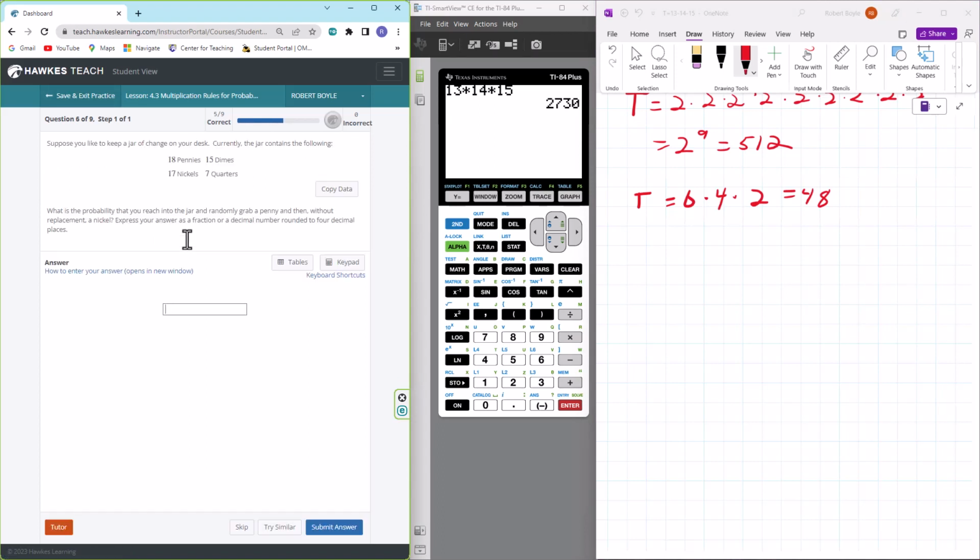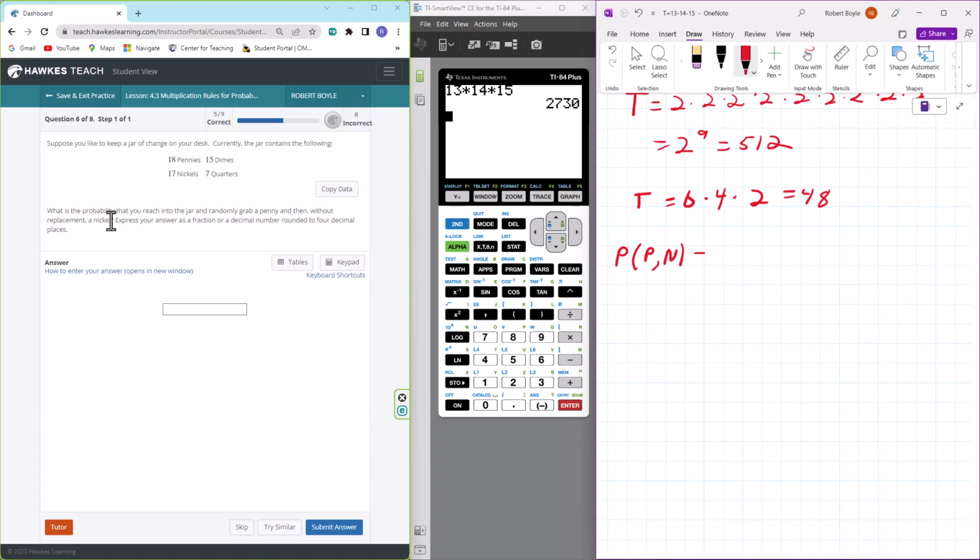On to 6. Okay, now we're getting some interesting stuff. Suppose that you keep a jar of change on your desk. Currently, the jar contains 18 pennies, 15 dimes, 17 nickels, and 7 quarters. What is the probability that you reach into a jar and randomly grab a penny and then without replacement grab a nickel? So we want to find the probability of grabbing a penny and then grabbing a nickel.